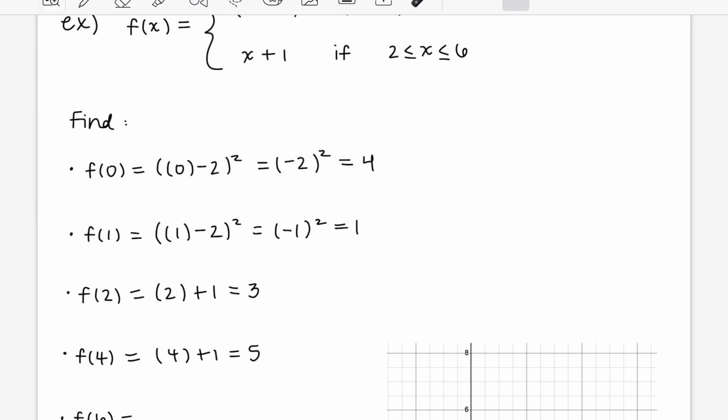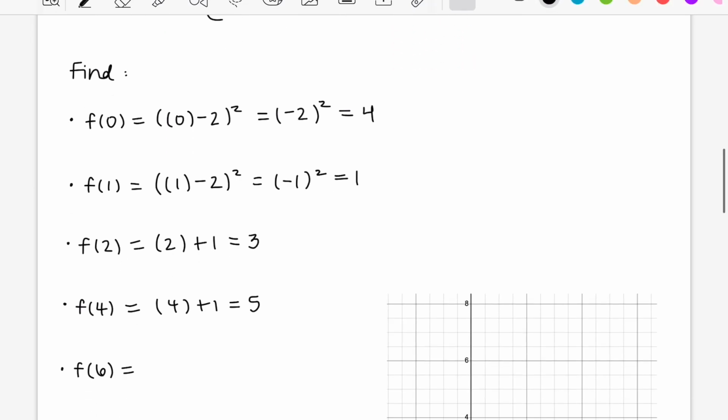And lastly, if we want to look at f of 6, so x is equal to 6, we'll also use x plus 1, because we know that this is true for values of x in between 2 and 6, including these numbers. So we'll have 6 plus 1, which is equal to 7. All right. Now what we can do is plot these guys.